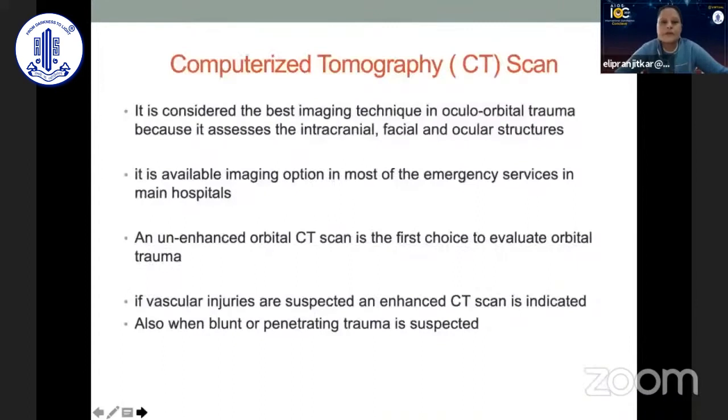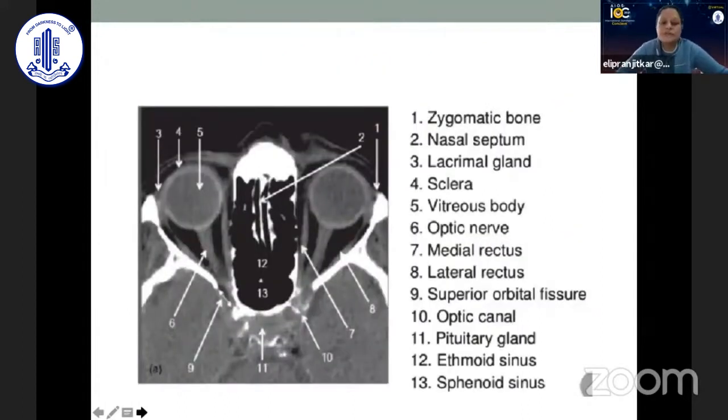Next one is the computerized tomography scan. It is considered the best imaging technique in ocular orbital trauma because it assesses intracranial, facial, and ocular structures. It is an available imaging option in almost most of the emergency services in main hospitals, and an enhanced orbital CT scan is the first choice to evaluate orbital trauma. And if vascular injuries are suspected, an enhanced CT is recommended, also useful when blunt or penetrating trauma is suspected. So these are the different structures which we see.